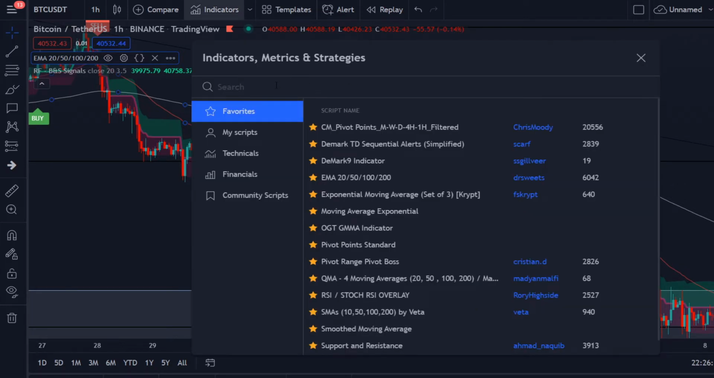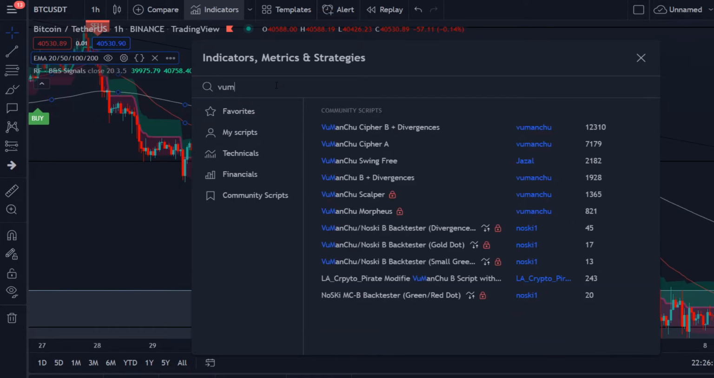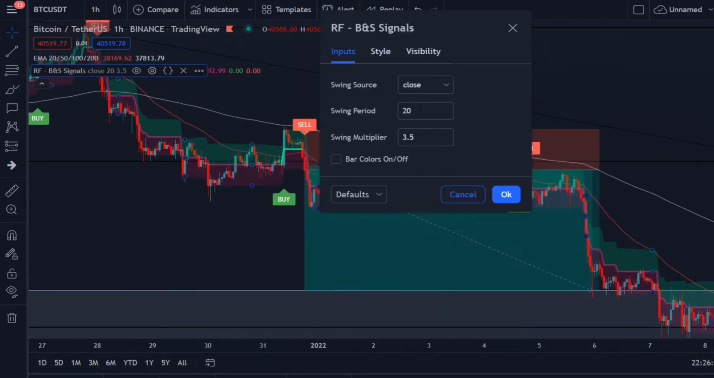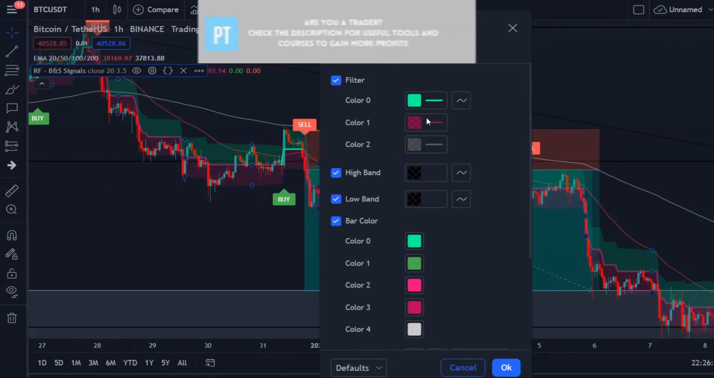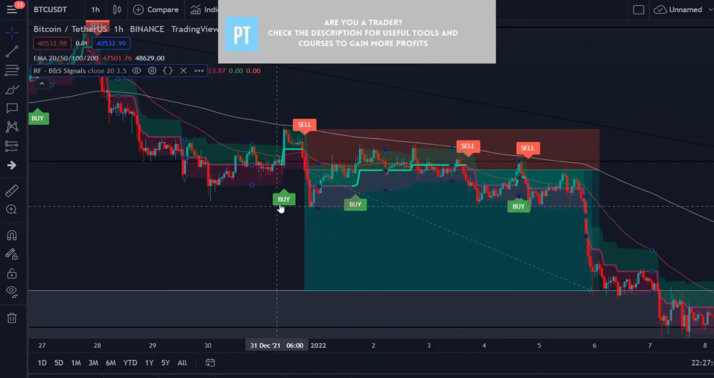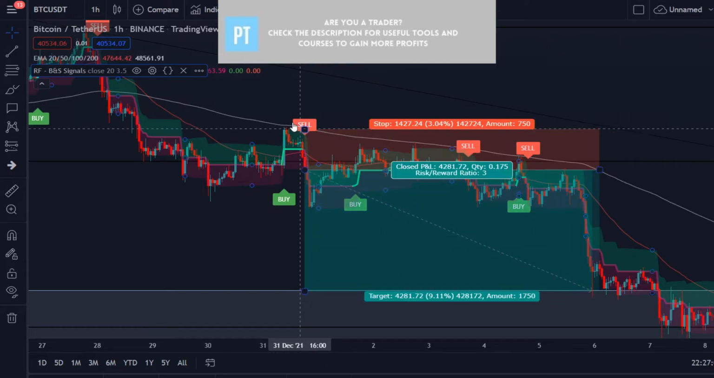And we also need another indicator which is called the Fu Manchu, and we are looking for this one, the swing free by Jazal. I use the default settings. So the swing period is 20 and the swing multiplier is 3.5. And again, you can play around with the colors. I just made the colors more clear to see. But basically we only are looking for the buy and the sell signals, as you can see over here.